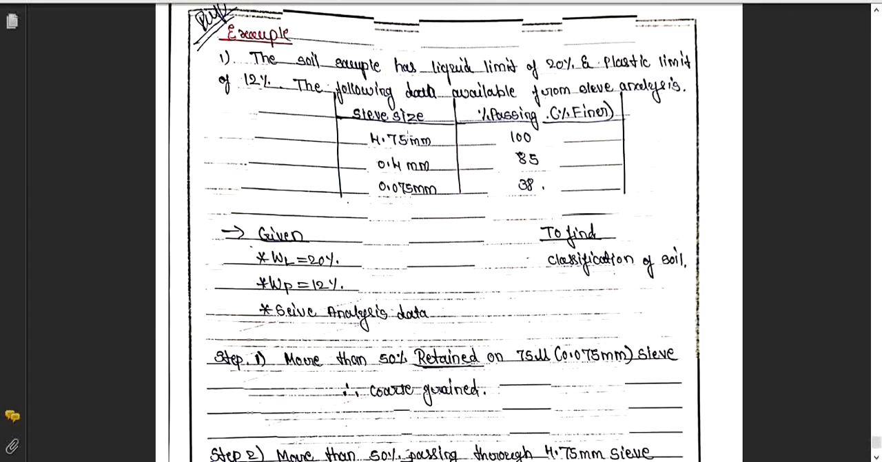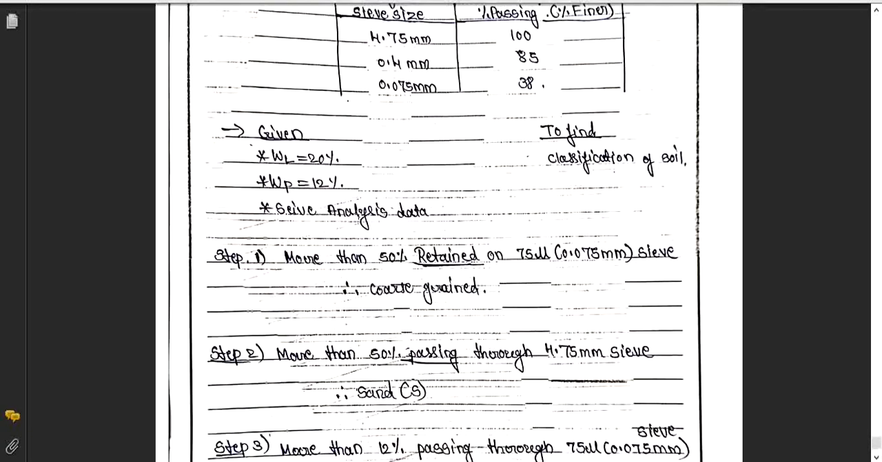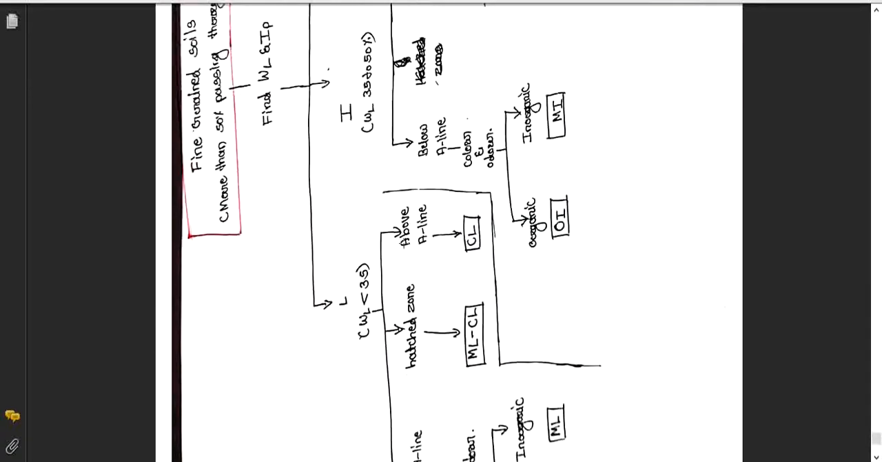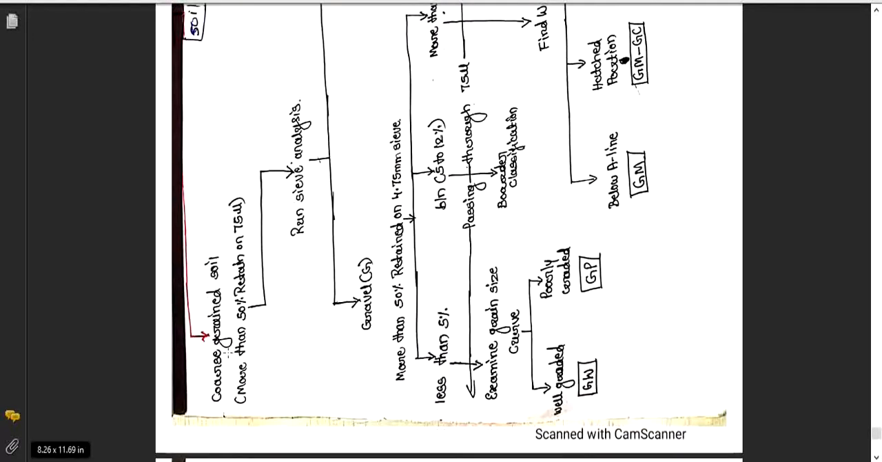From the 4.75 mm sieve, 100% passing is there, meaning 100% finer. In the 0.4 mm sieve, 85% finer is there. In the 0.075 mm sieve, 38% passing is there. So what we need to do is classify this soil. First step: in classification, what is the first step? We have to classify it as coarse or fine.